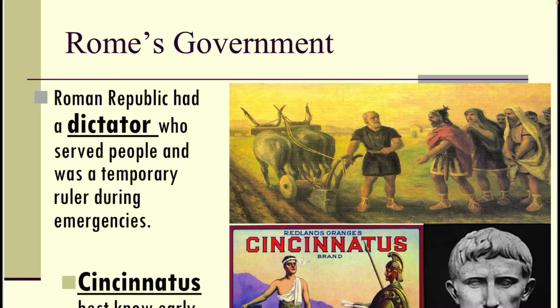Now, the Roman Republic had a dictator who served for the people and was a temporary ruler during emergencies. So pretty much what this meant is, say a country was under attack. You go to them and say, "Hey, can you take away our democratic freedoms and absolutely rule us for 10 years?" And they go, "Oh, okay, sure."